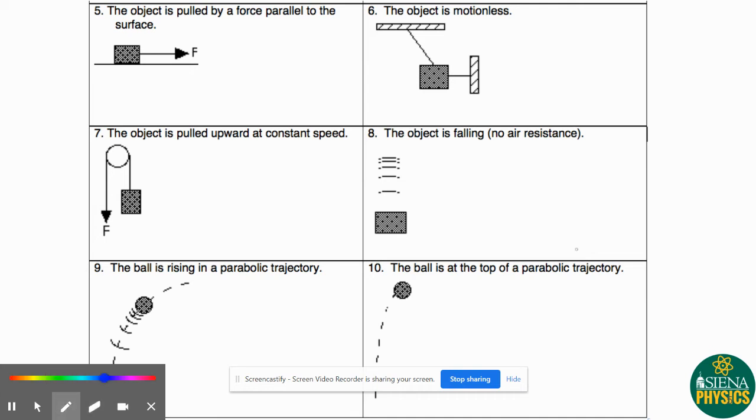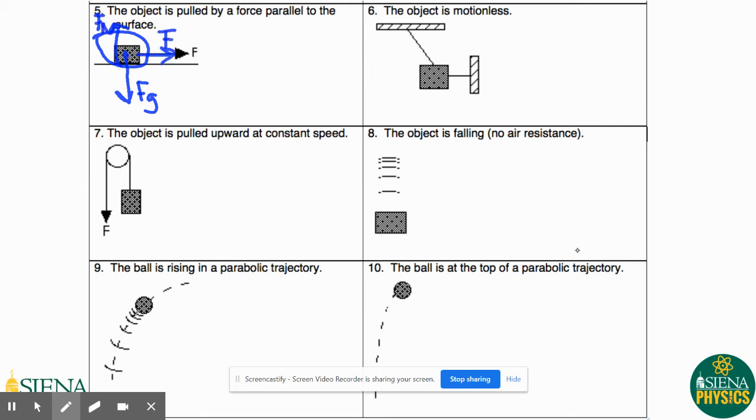Okay, in this example, the object is pulled by a force parallel to the surface. So I draw my boundary. Force of gravity is down. Force of the normal is up. And this is my F pull. Translate that over to my free body diagram, and I have the force of the normal up, force of gravity down, equal and opposite, because it's not moving in the y direction. And then I have the force of the pull to the right. So I have a net force and an acceleration to the right.